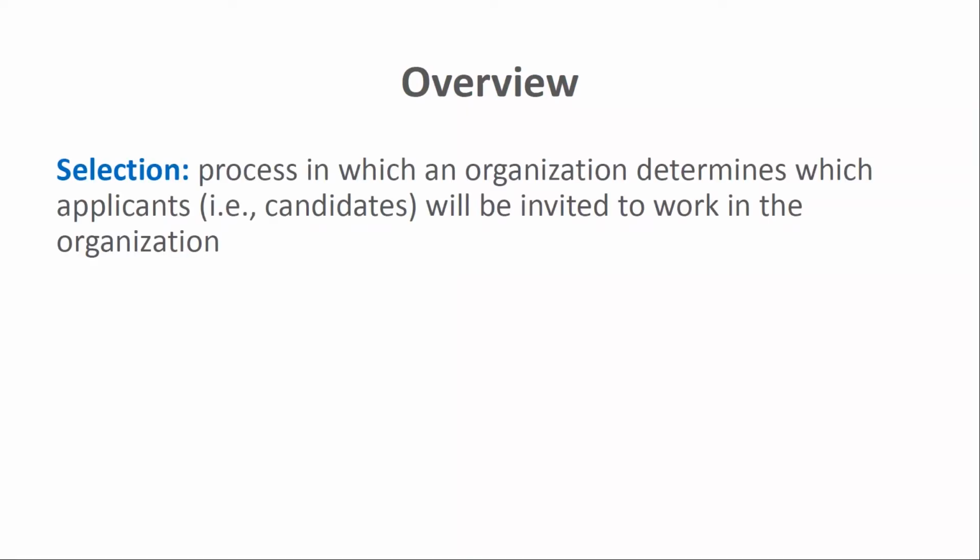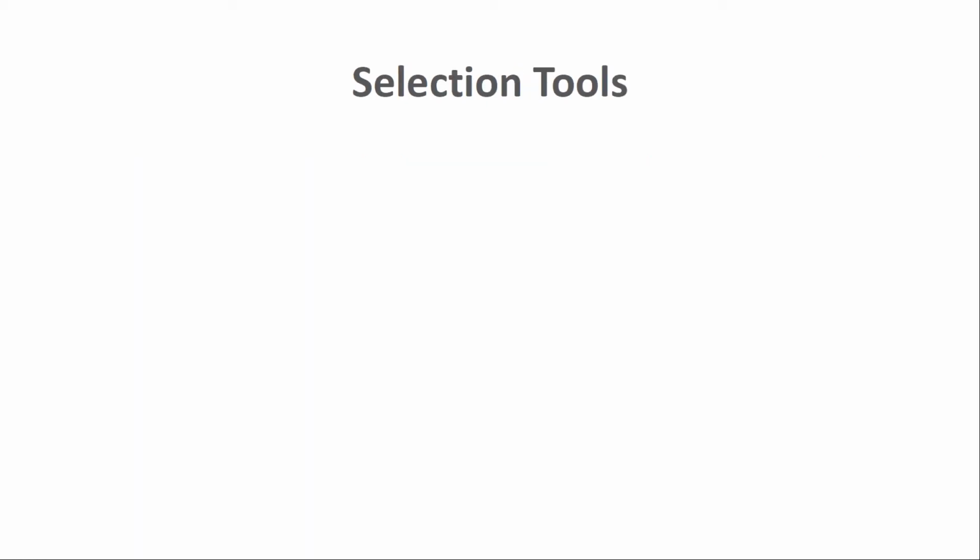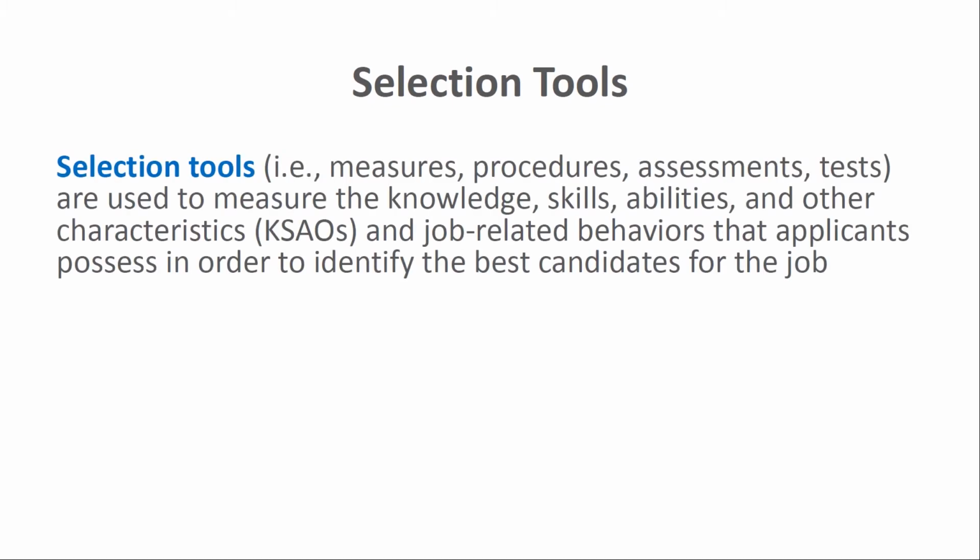We can define selection as a process in which an organization determines which applicants or candidates will be invited to work in the organization. Now, ideally, selection works in conjunction with recruitment to attract and hire qualified applicants for vacant positions. Selection tools are what we use to actually select people, and these are part of a broader selection system. Selection tools can be referred to as selection measures, selection procedures, selection assessments, or selection tests. For simplicity, I'll just refer to them as selection tools.